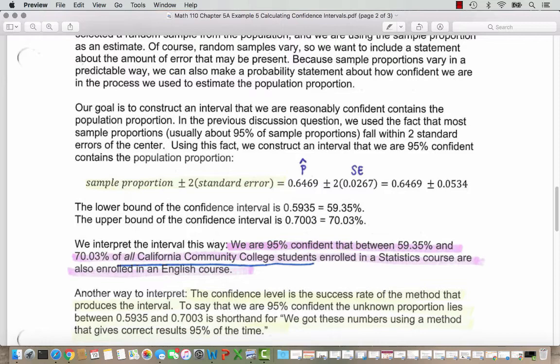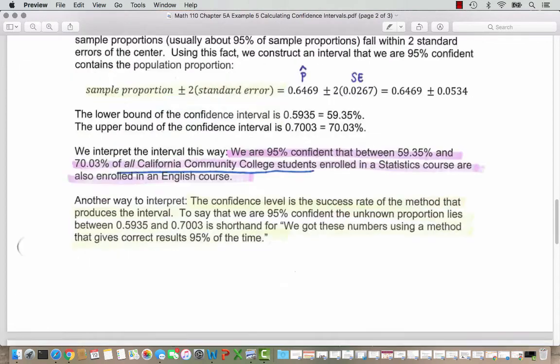So this is the range that we think the real population proportion of statistics students who are also in English lies. So here is how we can interpret the interval, highlighted here in my purple highlighter. We could say we are 95% confident that between 59.35% and 70.03% of all California community college students enrolled in a statistics course are also enrolled in an English course. So there are several different ways we can say it. What's important here is that 95% tells you how sure we are that we captured the true population value.